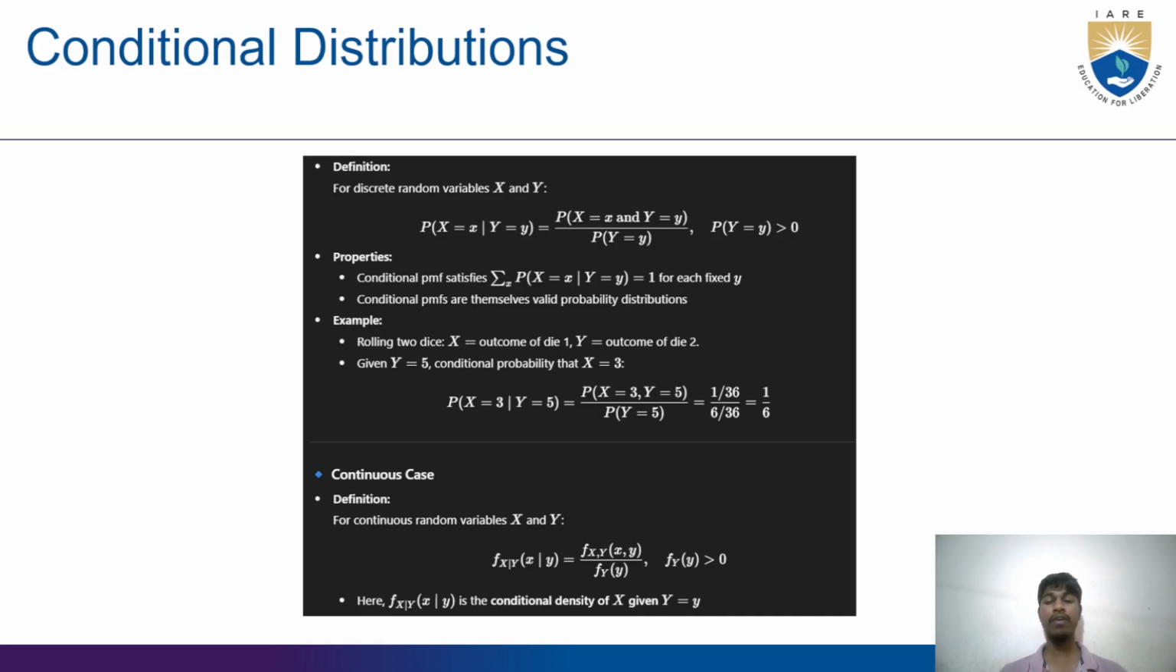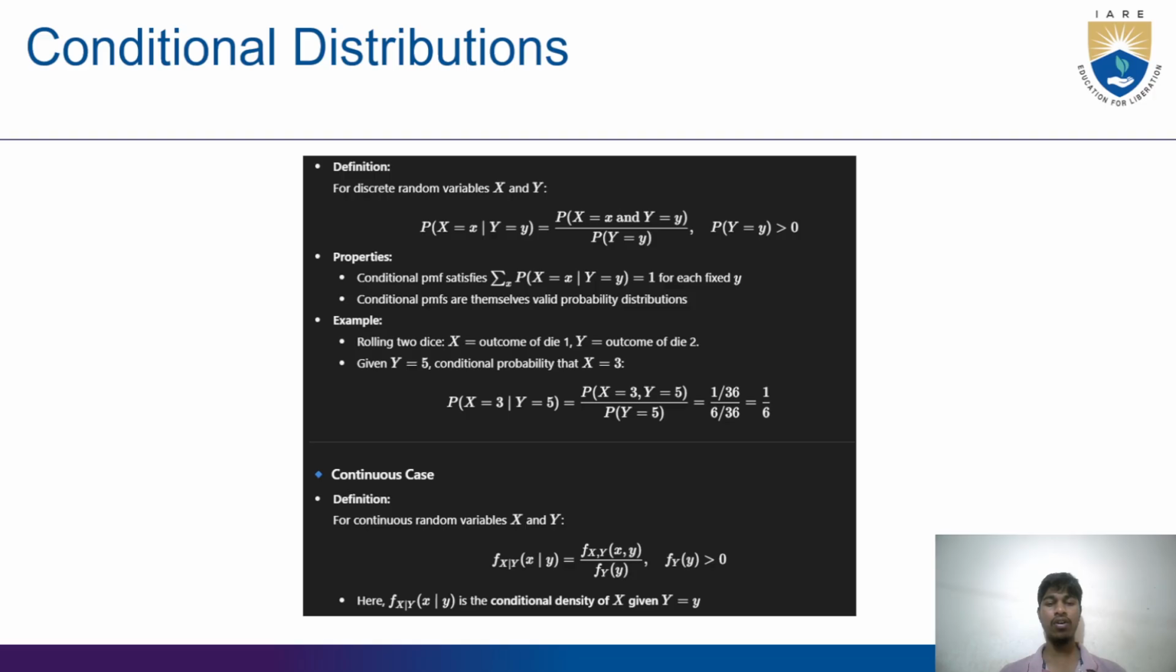Probability of capital Y equal to y is always greater than 0 and is not less than 0. The properties for conditional distributions are: conditional PMFs satisfy the summation over x of probability of capital X equal to x and capital Y equal to y is equal to 1 for each fixed y. Conditional PMFs are themselves valid probability distributions.